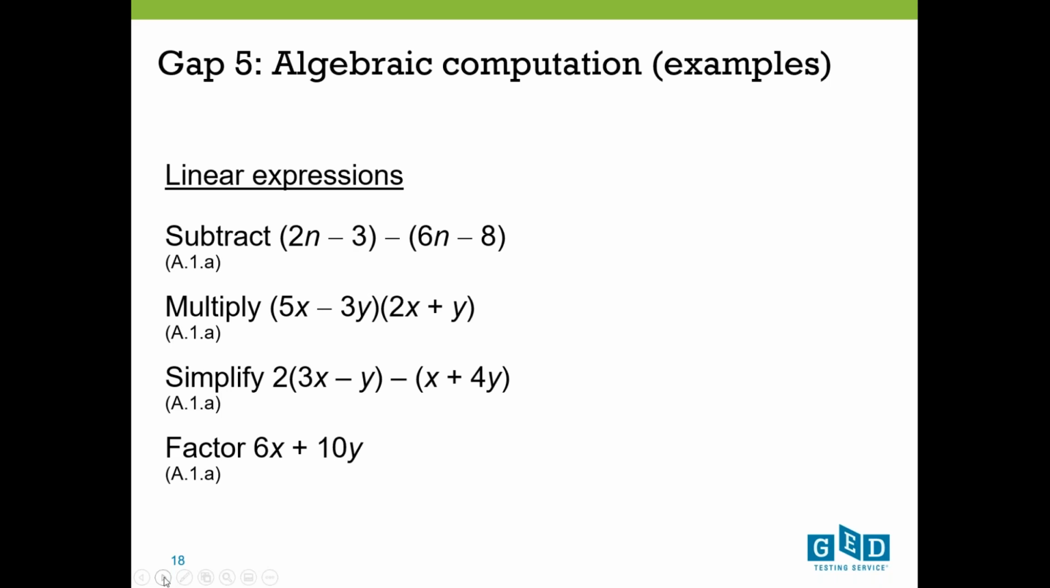The factoring for linear expressions is always going to be numerical because there's no common variable factor. When you look at 6x and 10y, you can factor out a 2 from each of those coefficients, but the two terms, the 6x and the 10y, don't have any variables in common. So all they could factor out of that is a 2 as the greatest common factor. Next slide, please, Susan.